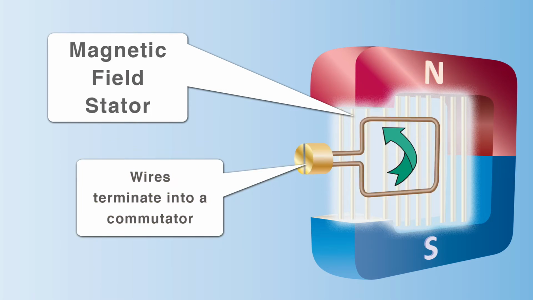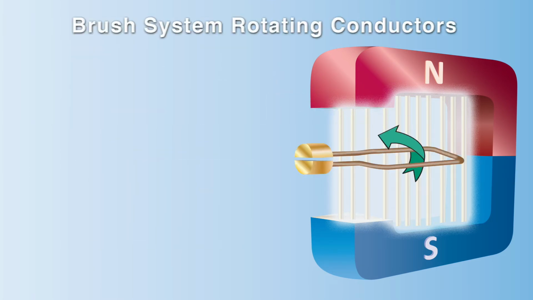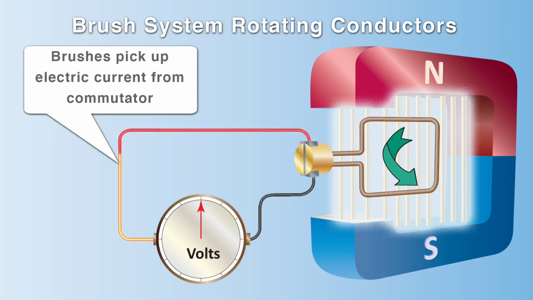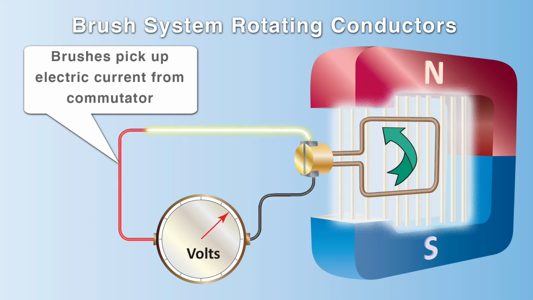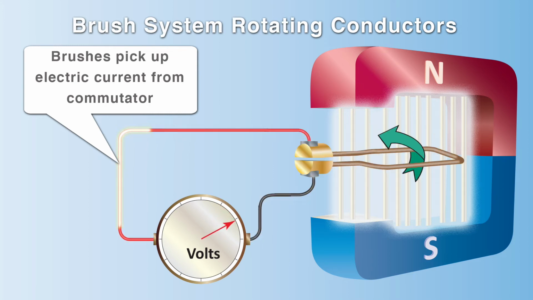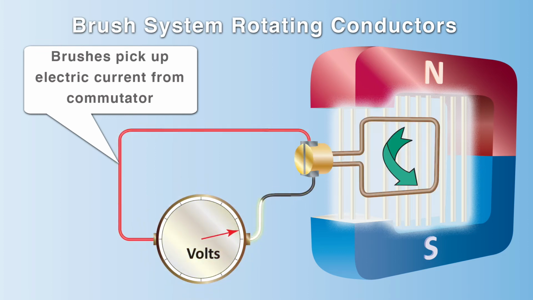The current in the wires flows to the commutator attached to each end of the wire. Brushes attached to the commutator pick up the current, and a voltage will flow to a connected load via the wire to the connected load. Brushes connected to the commutator pick up the electric current, and a connected voltmeter or ammeter will indicate current is flowing.